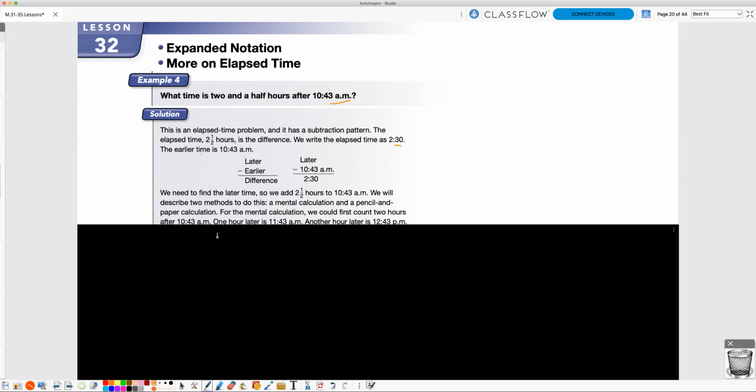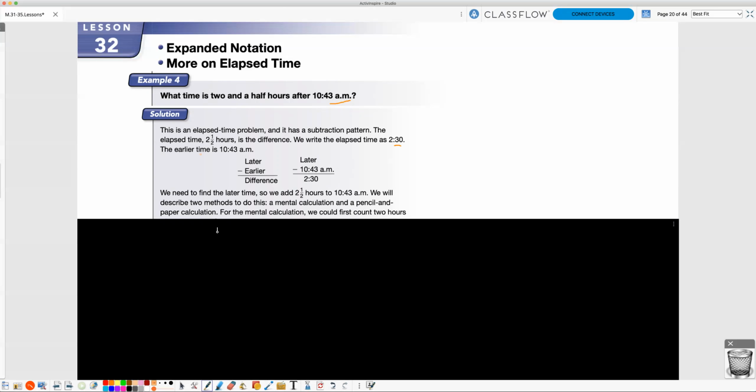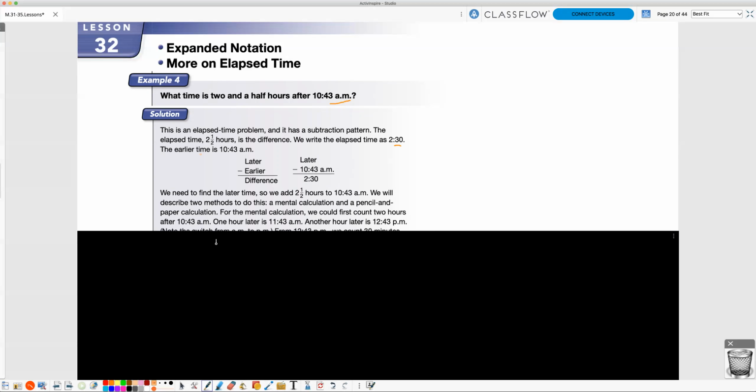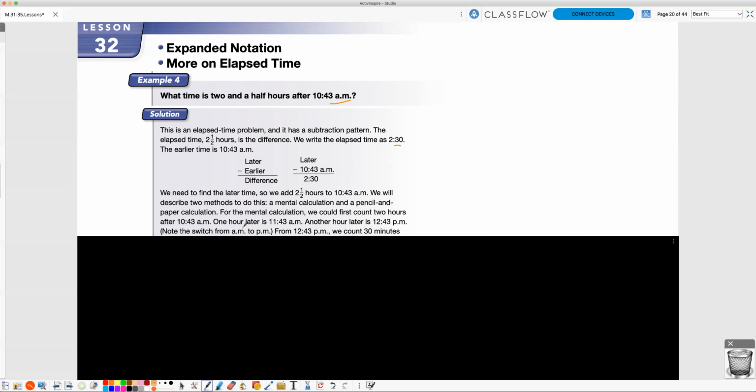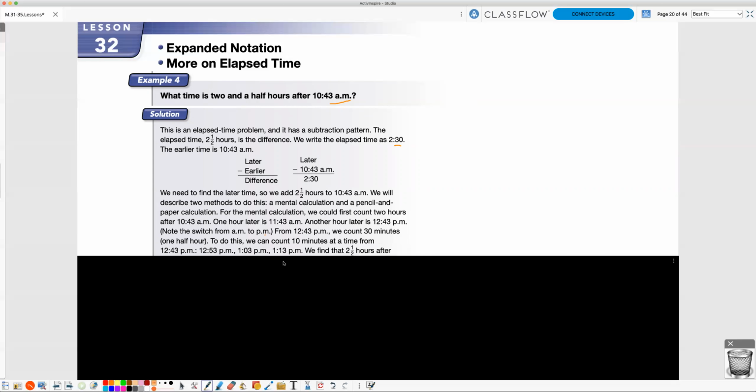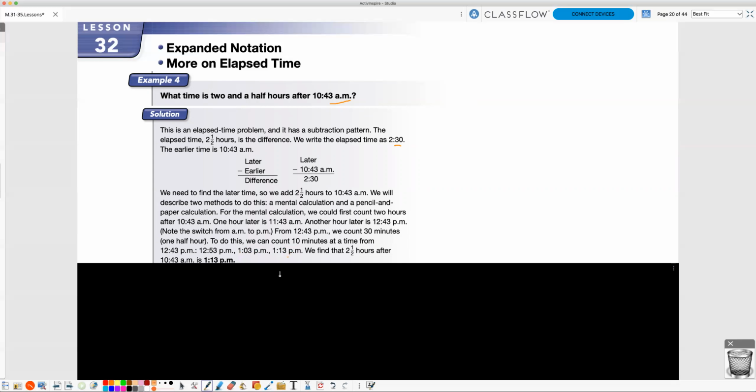For the mental calculation, we'd first count 2 hours after 10:43 a.m. 1 hour later is 11:43, another hour later is 12:43 p.m. Note the switch from a.m. to p.m. From 12:43 p.m. we can count 30 minutes, which is a half hour. To do this, we can count 10 minutes at a time, from 12:43 to 12:53 to 1:03 to 1:13 p.m. and we find that 2.5 hours after 10:43 a.m. is going to be 1:13 p.m.